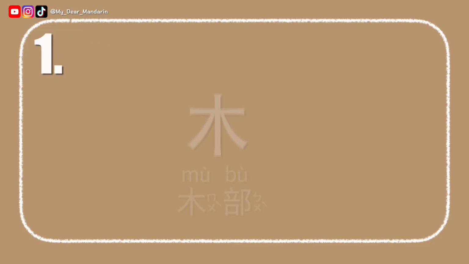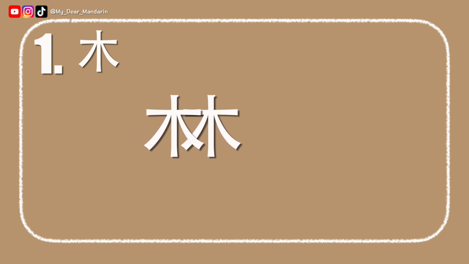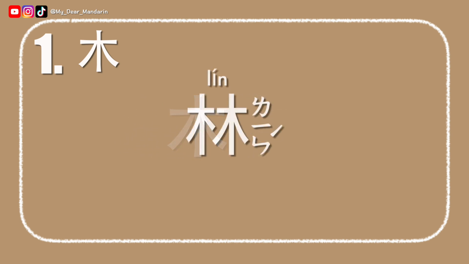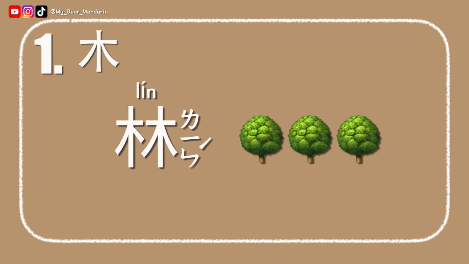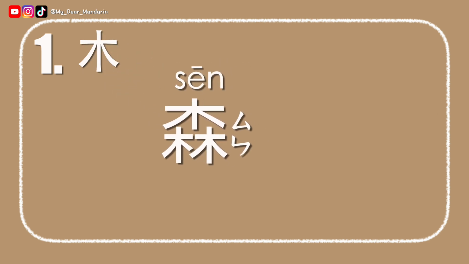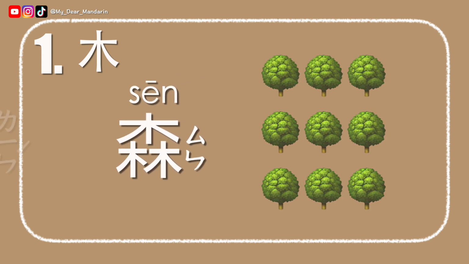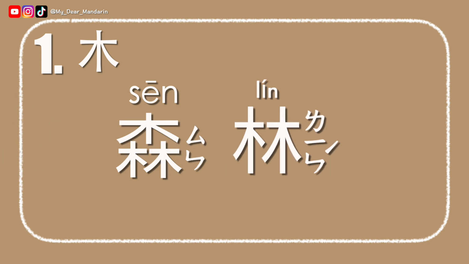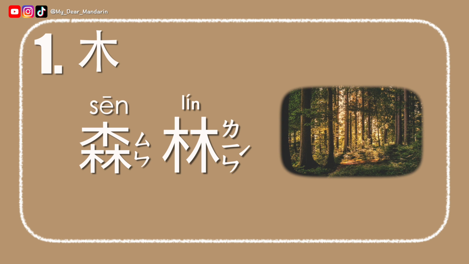The first radical, 木部, means wood or things made out of wood. When you put 2 of these together, you will get the character 林, which literally means a bunch of trees in Mandarin. If you put 3 together, you will get the character 森, which, you guessed it, means more trees. Lastly, we could put the 2 characters together. It will be the Mandarin word for forest, 森林.